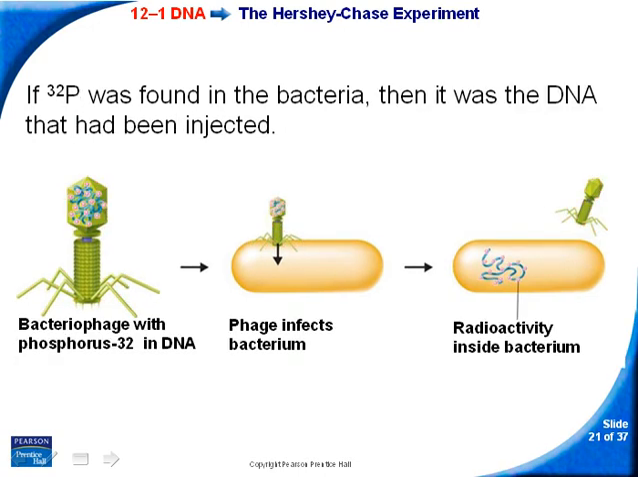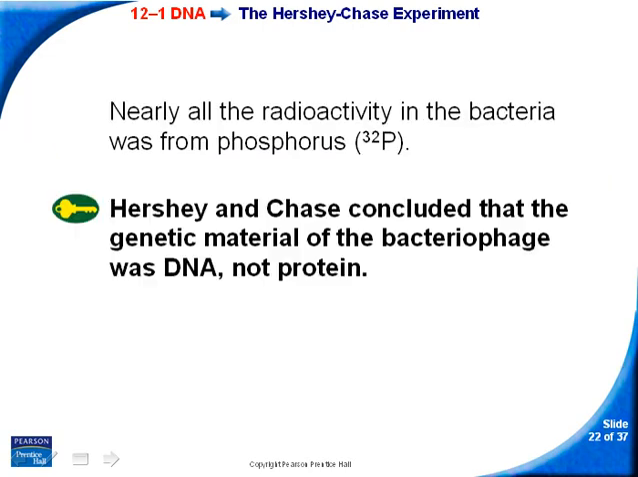Then they infected the bacteriophage with phosphorus-32 in the DNA, and when the phage infected the bacterium, they found radioactivity inside the bacterium. So therefore, what they concluded was that the genetic material of the bacteriophage was DNA and not protein.